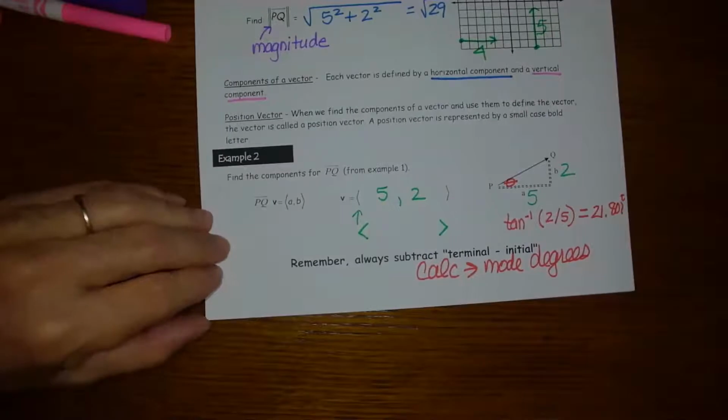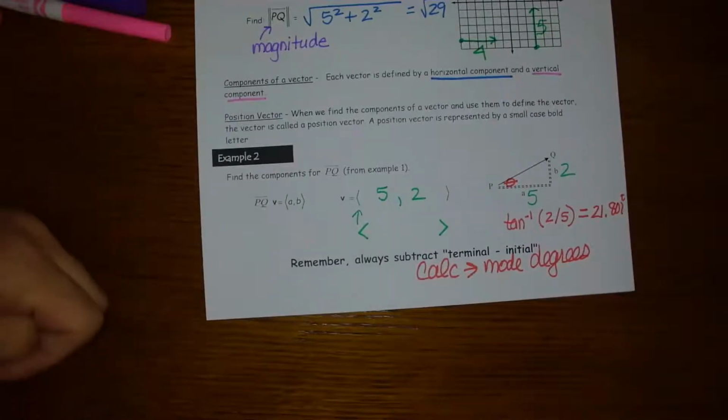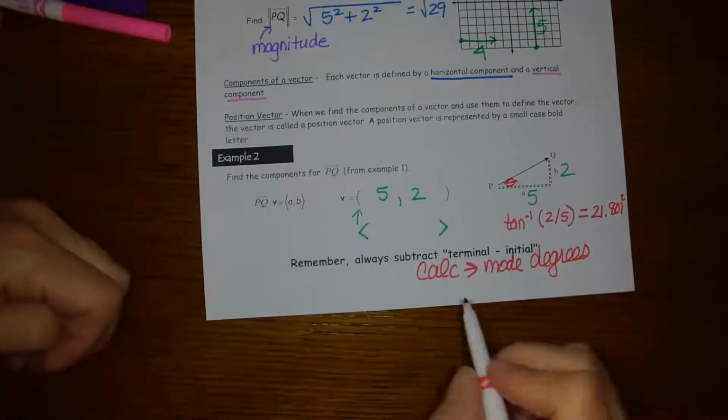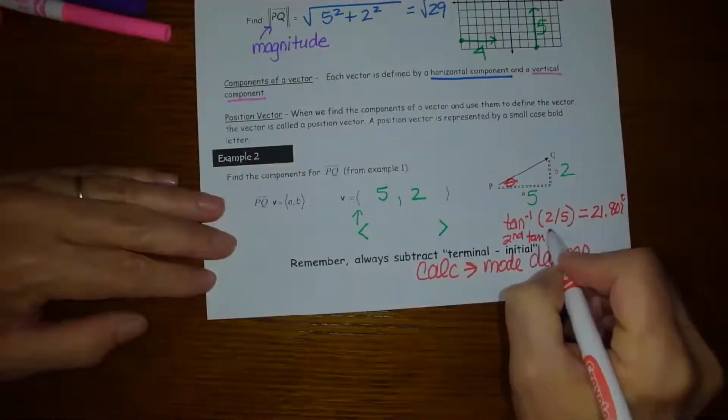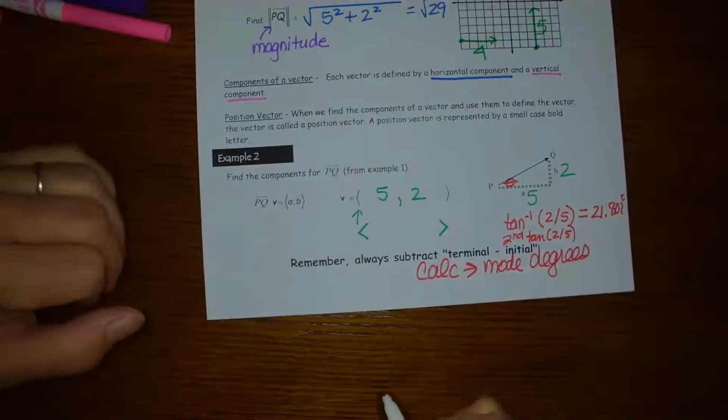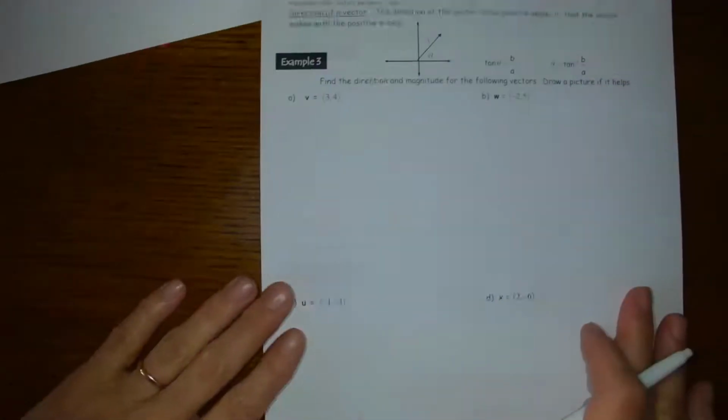Does that make sense? So you know how to find the magnitude, it's the Pythagorean theorem, and you know how to find the angle, it's inverse tangent. And you know, you type that in, right? Second tan. That's how you type it in, okay? I just wanted to see if you'd figure that out. I wrote it here.